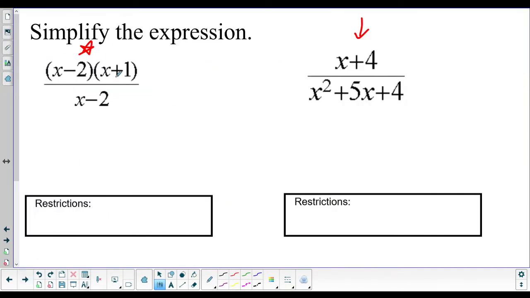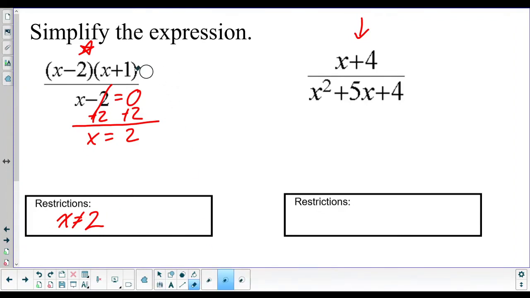So if we look here, it's already factored for us. So we're just going to take the bottom and set it equal to 0. We add 2 to the other side. X equals 2. So our restriction is x cannot equal 2. All right, we have our restrictions. Now we get to simplify.